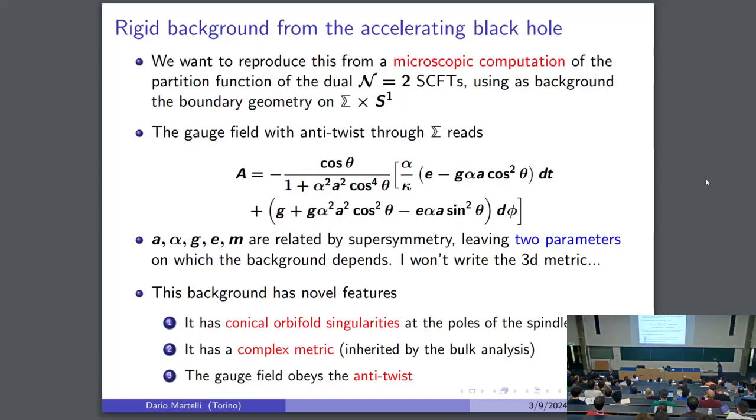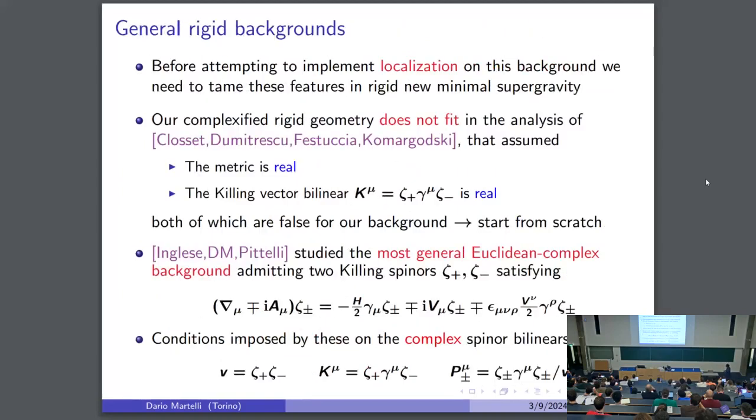This is the background gauge field, which is also extremely complicated. And it depends on a number of parameters, which are constrained by some supersymmetry conditions. So that leaves, in the end, only two independent parameters. So it's quite complicated, but we have to think about its qualitative features. It has conical orbifold singularities at the poles. It has a complex metric, which is inherited from the bulk analysis of the previous slide. And the gauge field obeys this particular anti-twist condition.